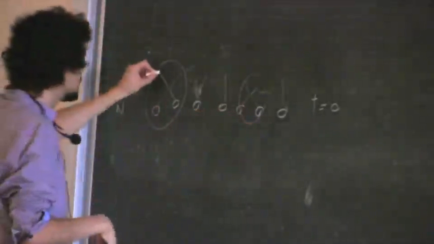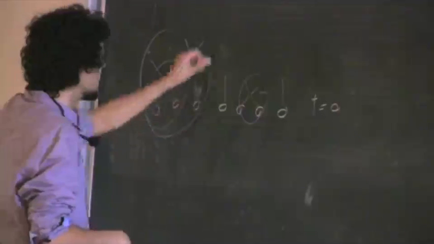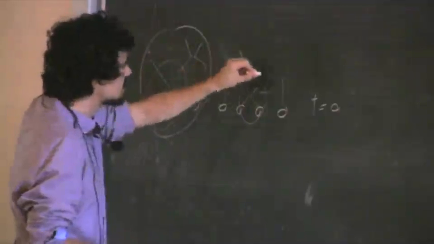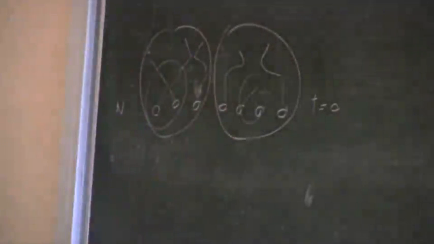Then you make it still evolve, and for instance, this collides with this, and this forms a triple. And this collides with this, and this collides with this. These form a cluster of four.